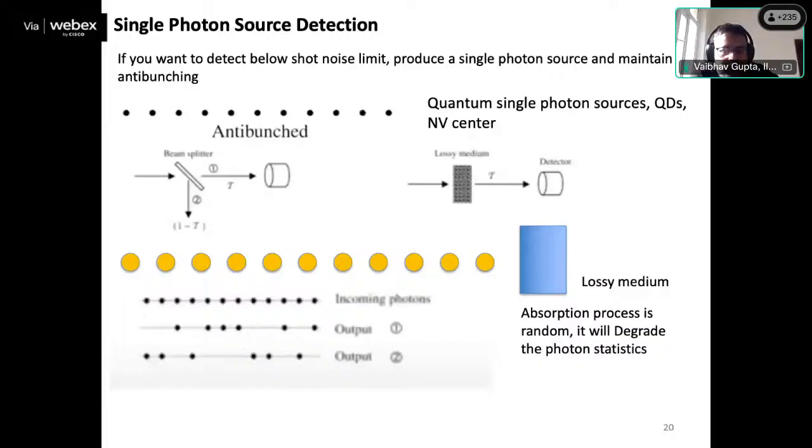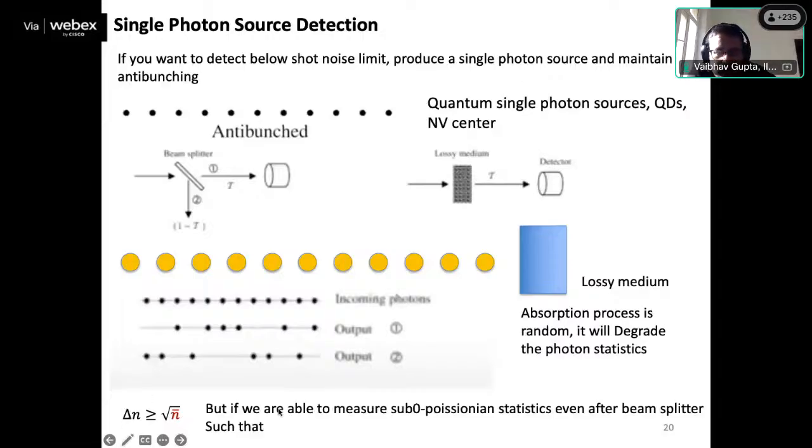So we can use single photon light sources and measure below the shot noise limit. What we have to keep in mind is that we should not go into the regime where the fluctuations become too high.